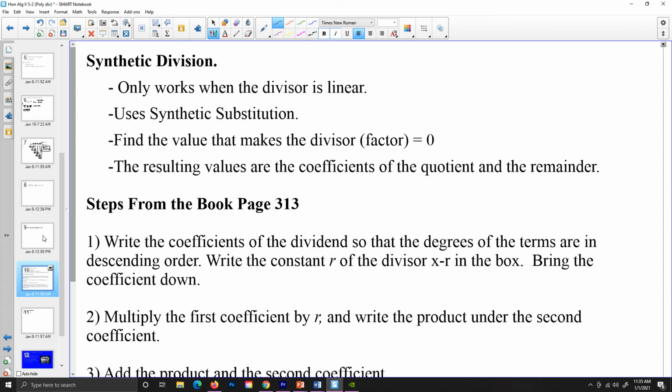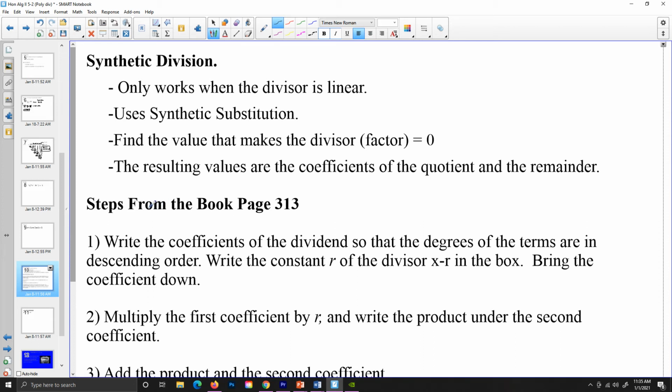Let's talk about how to do synthetic division. Synthetic division only works when the divisor is linear. It uses synthetic substitution. Find the value that makes the divisor, the factor, equal to 0. The resulting values are the coefficients of the quotient and the remainder.